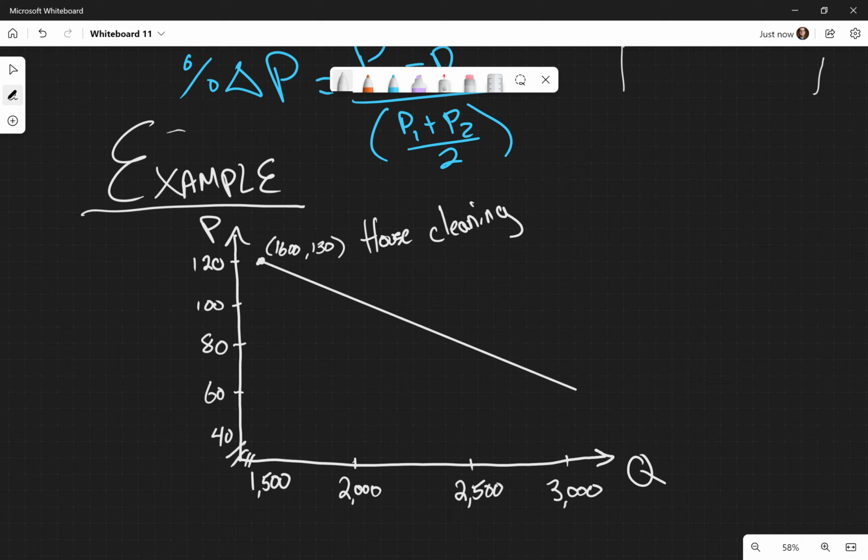If that price were to decrease from 130, or sorry, let's fix this. Let's do 180 and 120. If that were to decrease to $100, we would be somewhere right here. So we would be around 2,100 houses being cleaned. I tried to do this to make the midpoints easy for me.